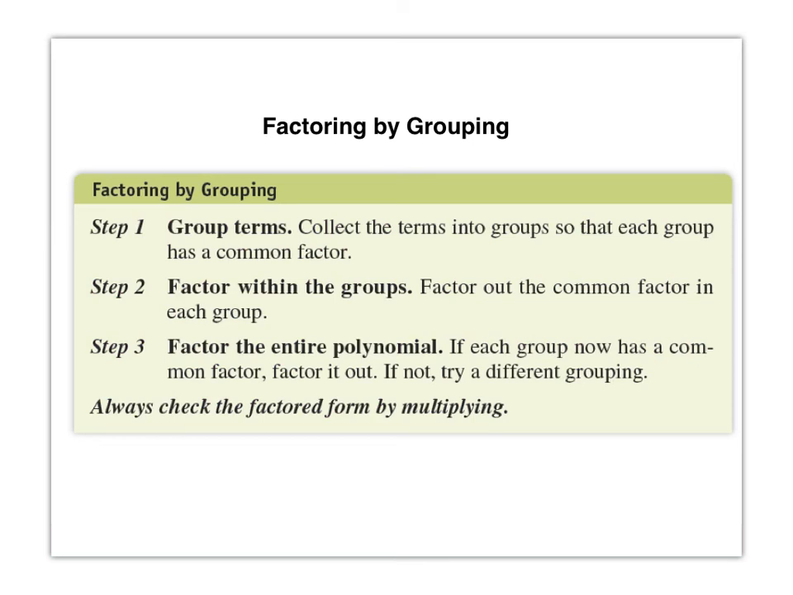So to factor by grouping, you can use the following 3 steps. Step number 1 is group the terms. Collect the terms into groups so that each group has a common factor. Step number 2, factor within the groups. Factor out the common factor in each group. Step number 3, factor the entire polynomial. If each group now has a common factor, factor it out. If not, try a different grouping. Always check the factored form by multiplying.